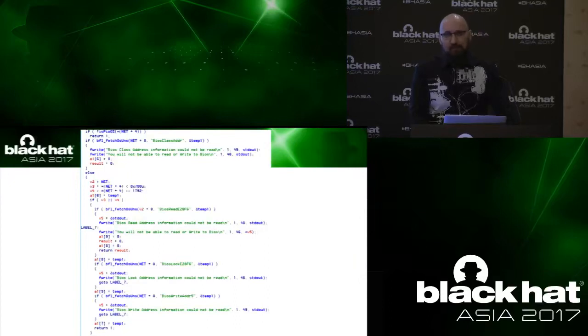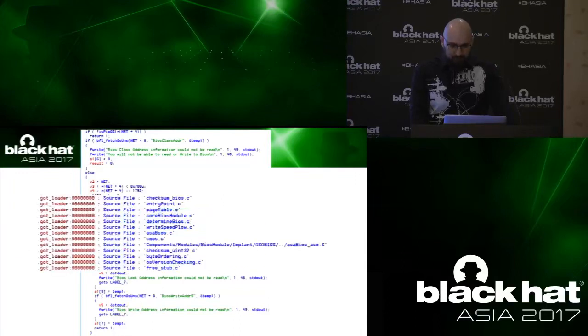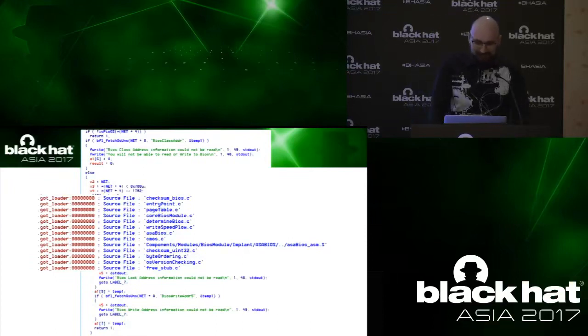But also, it's legacy BIOS, not UEFI based, and probably it's working on some old routers. What is also funny, the debugging symbols were not stripped, and we can see all the names of the source code files here, which points us to the idea of what kind of architecture this BIOS implant has.